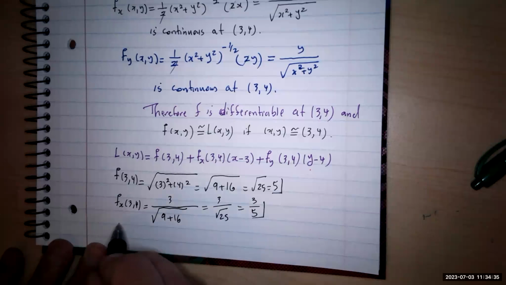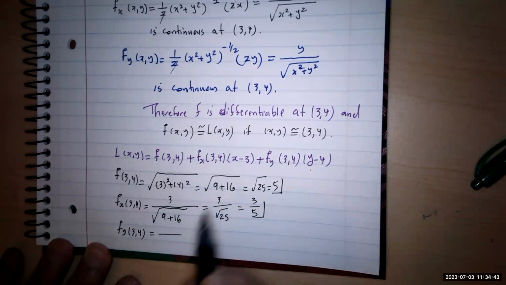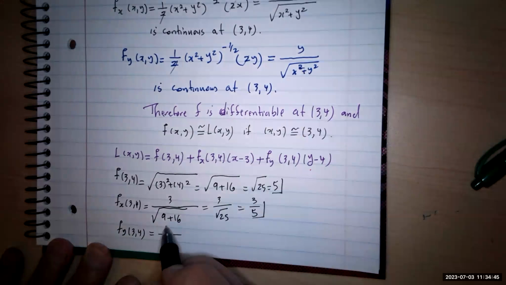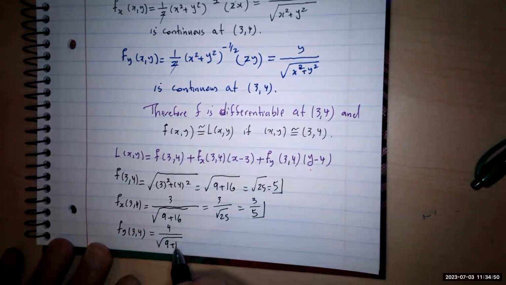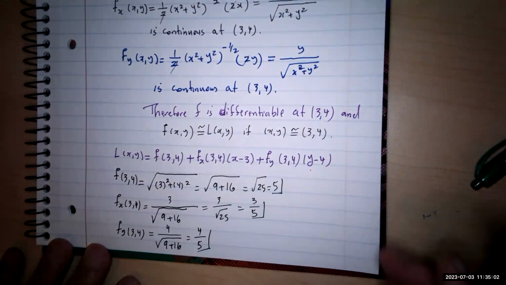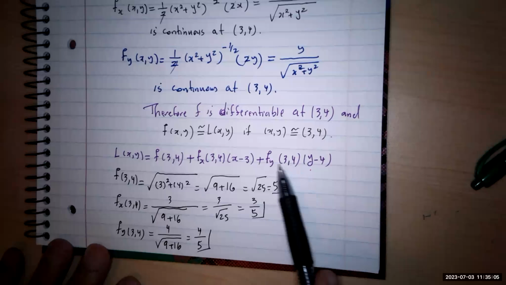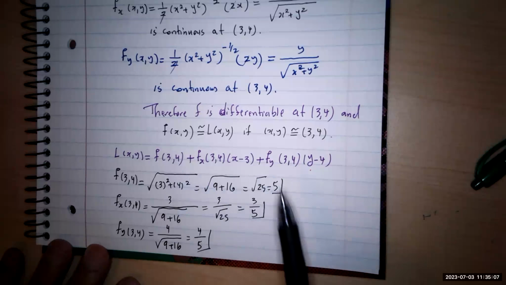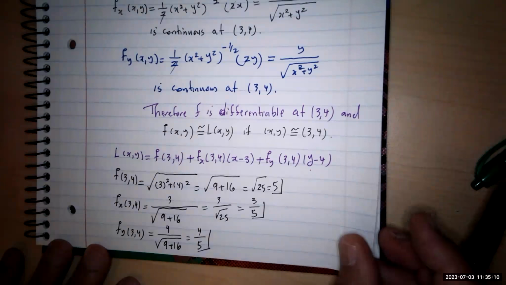And similarly, the partial with respect to y at 3 and 4. It's a similar one, but it was y, so it's going to be 4. We get 4/5. It's the same thing. So that gives you 4/5. Don't use decimals at this level. You can use the decimal later, not now. Just put them together, substitute in this formula to get your linearization, then you estimate it. Any question?